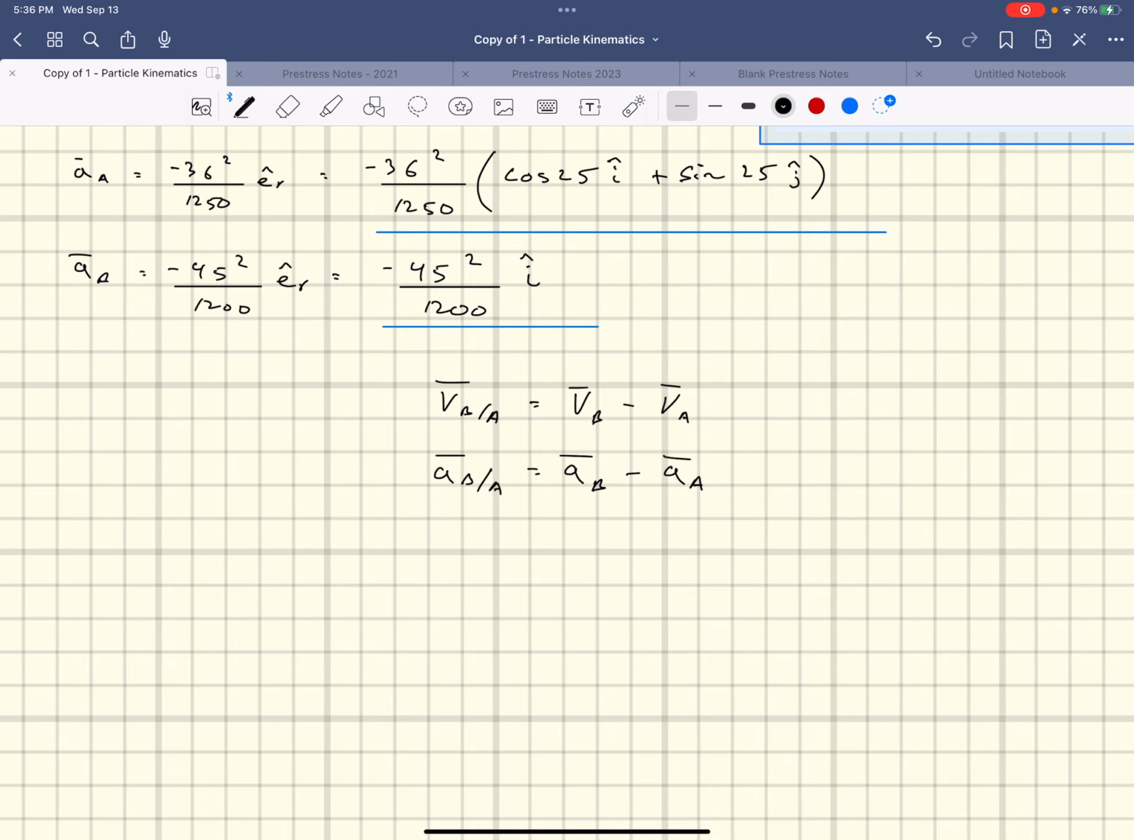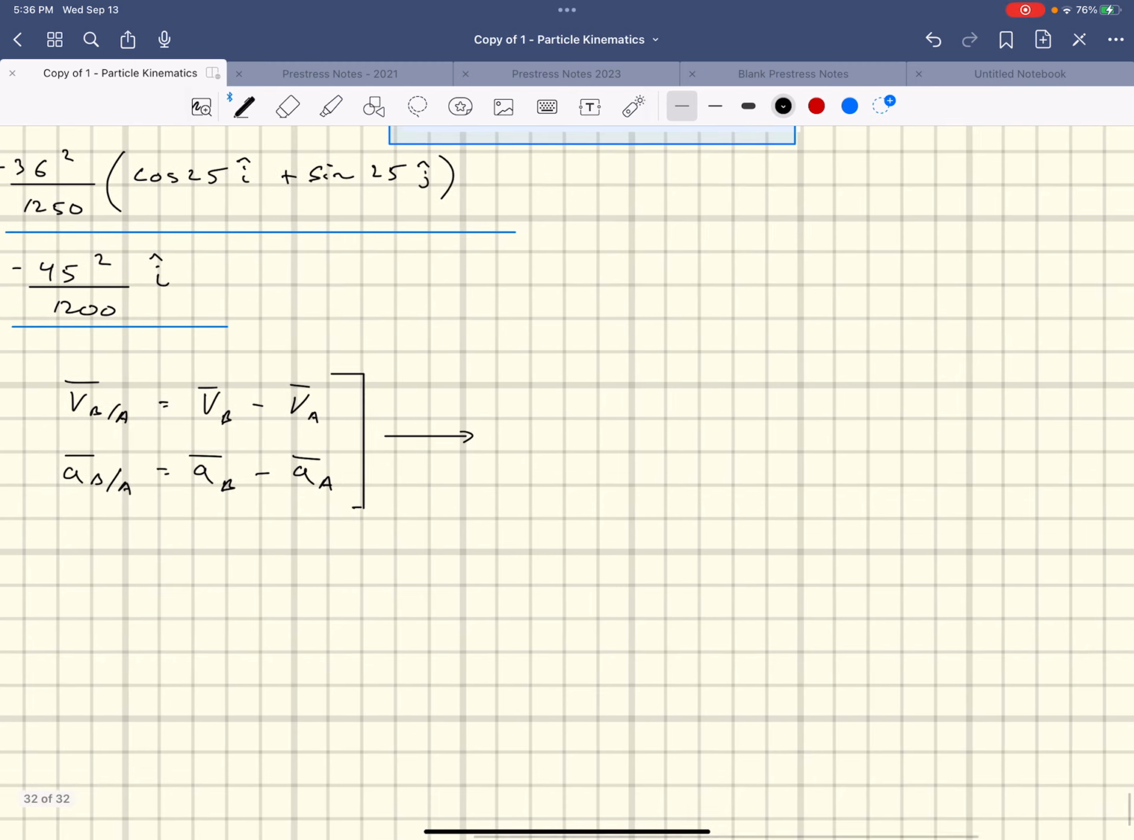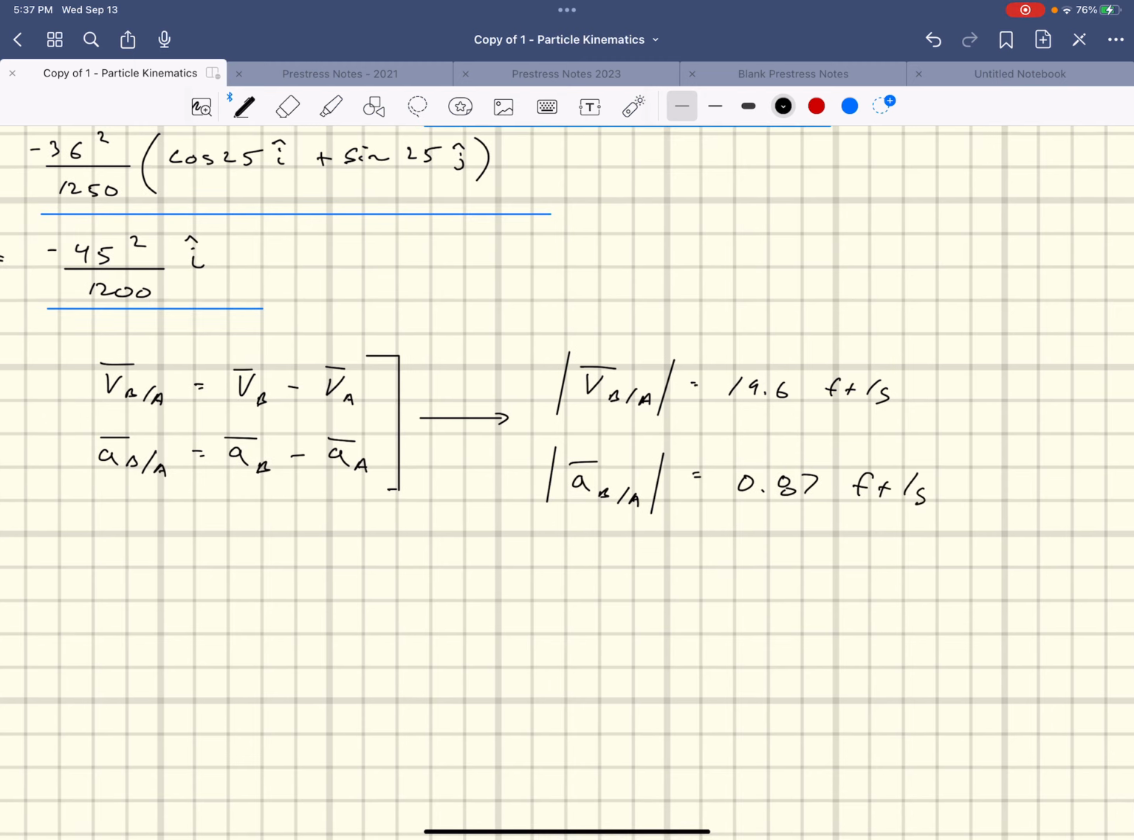I'm going to call it there. If you carry it out, and I'll leave the math to you, the magnitude of the velocity of B as seen from A becomes 19.6 feet per second, and the magnitude of the acceleration of B as seen from A becomes 0.87 feet per second squared. That's your overall answer right there.